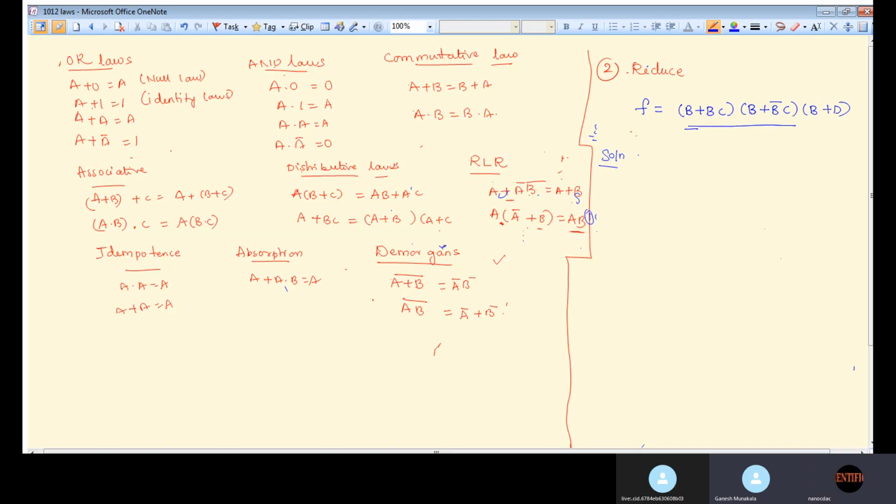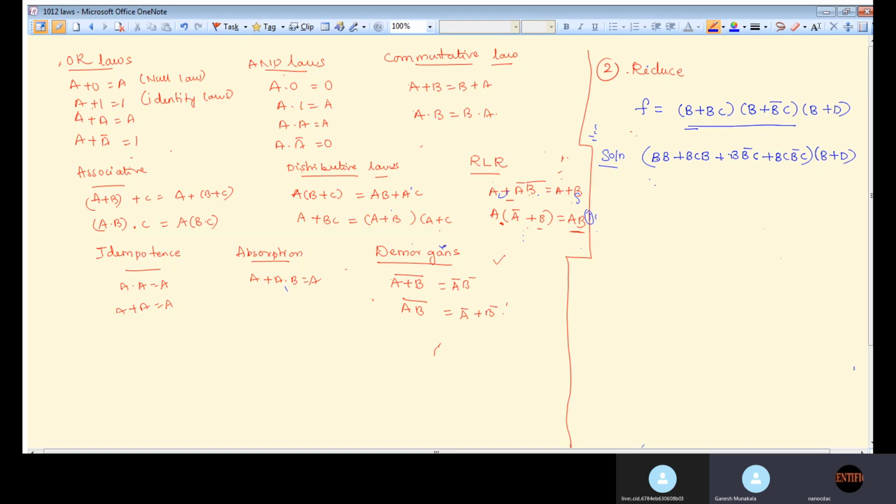First, no need to apply De Morgan's law here. Simply you will get the answer. Multiply these two brackets only. So what you will get is BB plus BCB, multiply these two, plus BB bar C plus BC B bar C into B plus D.